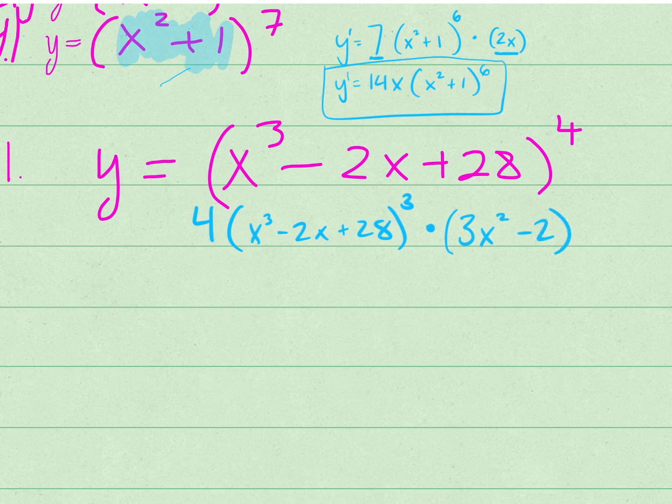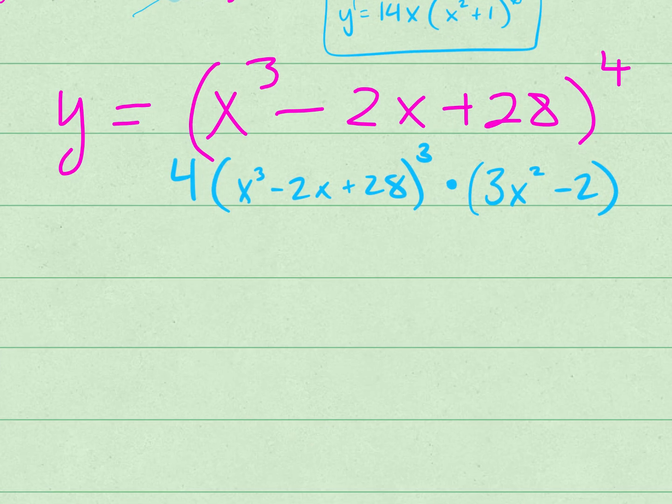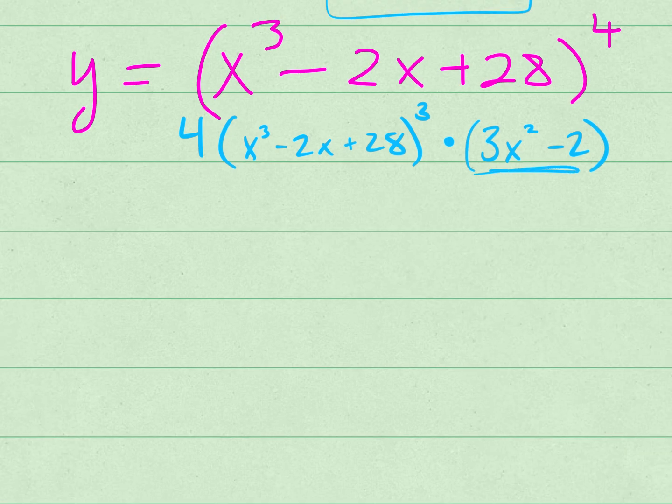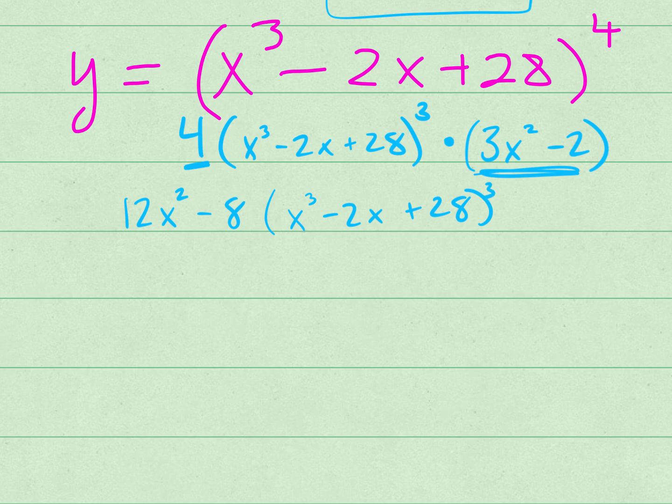3x squared minus 2. Perfect. Now we can simplify this a little bit more. We can multiply 3x squared minus 2 times 4, so 4 has to be distributed into our parentheses. So that would be 12x squared minus 8 times x cubed minus 2x plus 28 cubed.